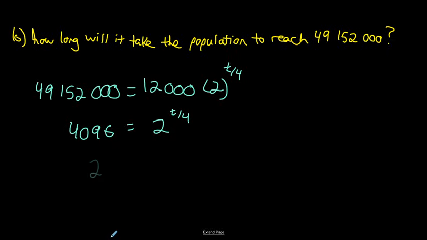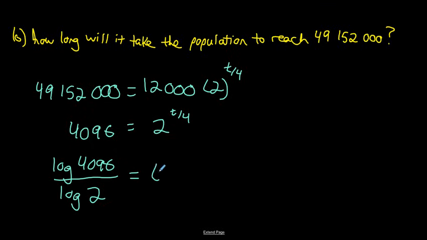Another way to avoid having to do a little bit of trial and error is, you'll learn log rules in advanced functions, but basically there's a little trick we can do here. If we do log of 4,096 divided by log 2, that will tell us what power we would have to put onto the 2 to make it equal to 4,096. So it'll tell us what is equal to t over 4.